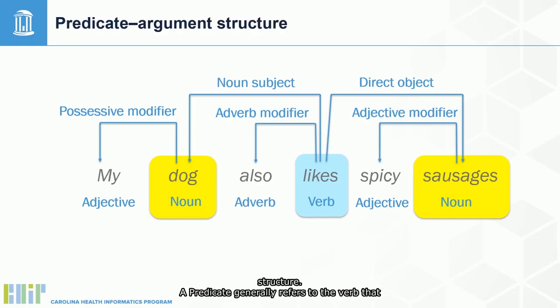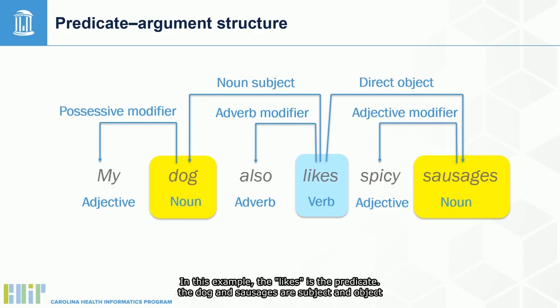A predicate generally refers to the verb that connects to the subject of a sentence. It functions as a glue to hold close together and construct the backbone of the sentence with the subject. The arguments on the other side help complete the meaning of a predicate and closely connect to it, such as the subject argument and object argument.